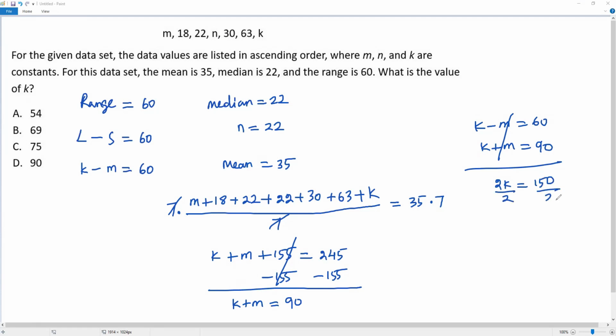Let's divide both sides of the equation by 2. This 2 will cancel out. I am getting k on the left side. On the right side, 150 divided by 2 is 75. Here I got the value of k, that is 75. We find 75 in answer choice C. The correct answer choice for this question is C.